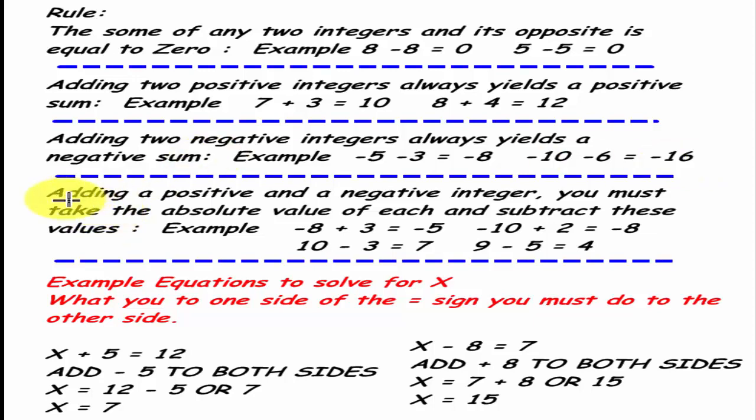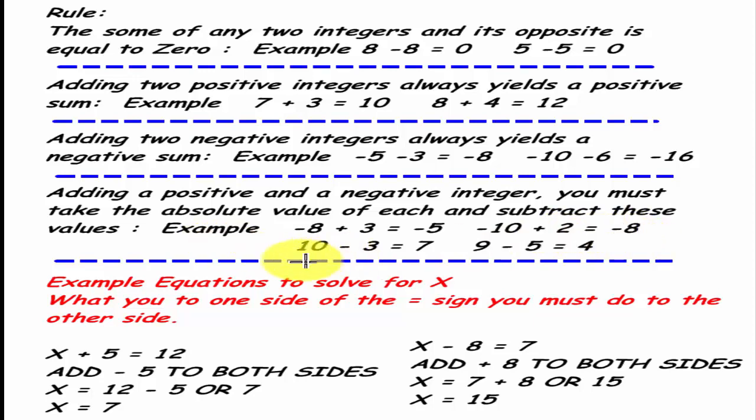Okay, the next one: adding a positive and a negative integer, you must take the absolute value of each and subtract these values. For example, the first one, you'll notice we have negative 8, which is much larger than a positive 3, so the answer is negative 5. Over here we have negative 10, which is much larger than positive 2, so the answer is negative 8.